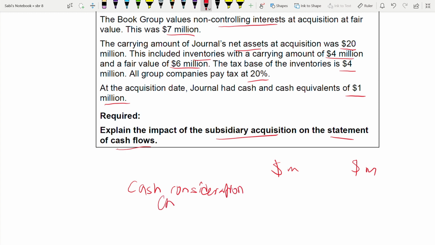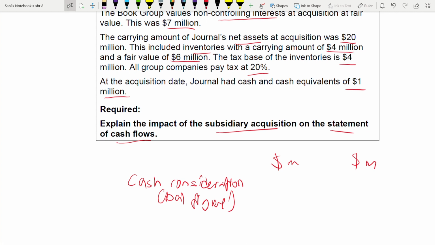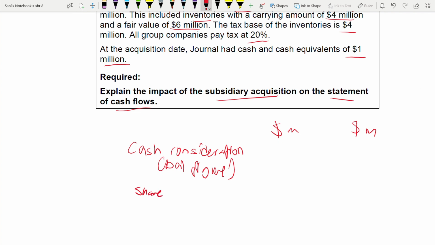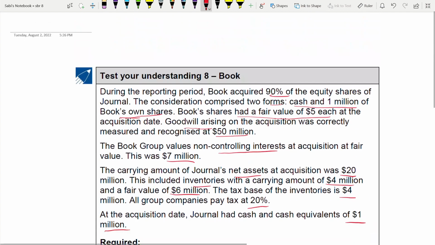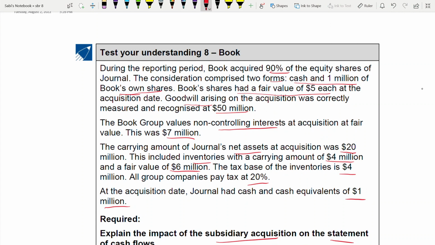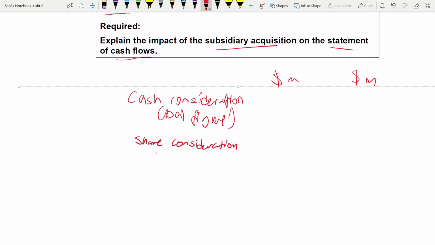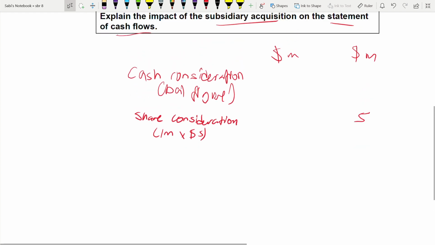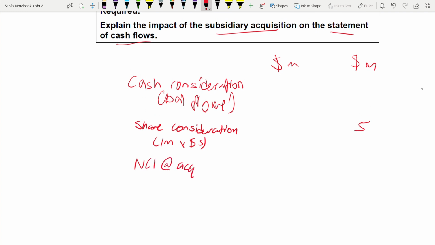but this time this is a balancing figure because we have been given the information about all the other things except this. But we have been given the share consideration. How much is it? They told that its fair value is 5 and 1 million shares. So it will be 1 million into $5, which will give you 5 million. Now, after that, what did we do? We add NCI at acquisition. The fair value is already given as 7. So we just write 7, and fair value of net assets.